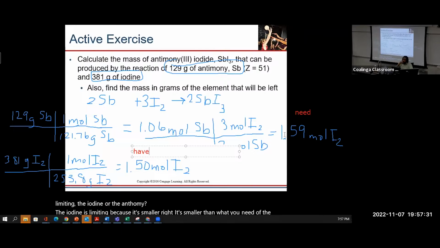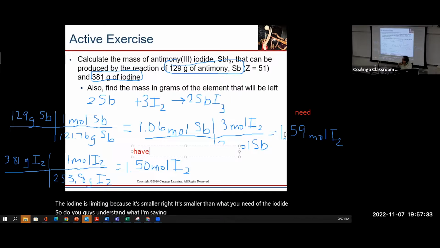So do you guys understand what I'm saying about comparing apples to apples instead of comparing apples to oranges? I can't just look at the anthony and the iodine and make a decision which one's limiting. I have to figure out, if I use up all of my anthony, how much iodine I'm going to need to react with that anthony. Then I have to compare that iodine to iodine.